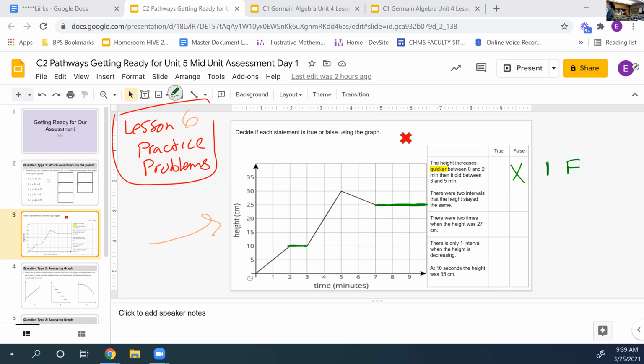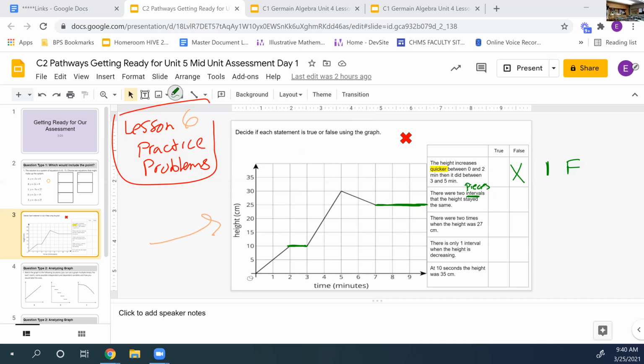So is this statement true? There are 2 intervals or pieces where the height stays the same. Is that true or false? Let me know in the chat. What are we thinking? Yes. True. True. Okay. So I'm going to say very good, Matthias. Very good, Tiffany. Very good, Melissa.